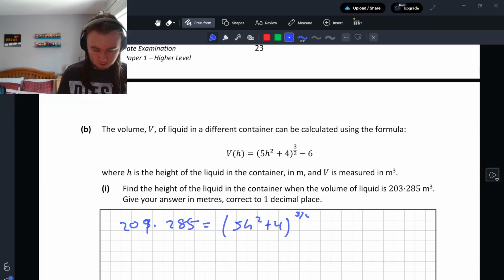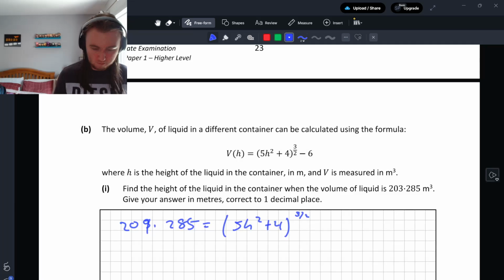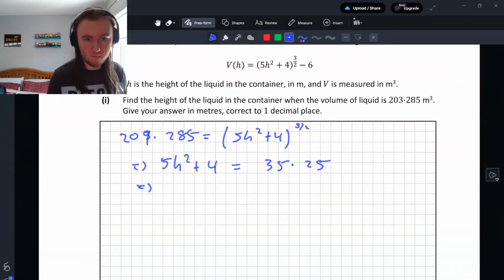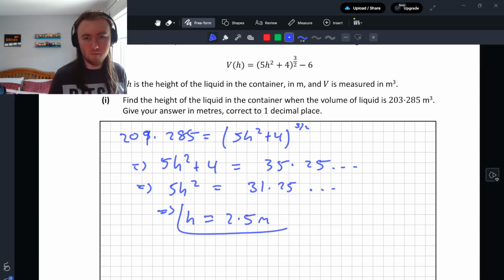And then 209.285 to the power of 2 thirds gives us 5h squared plus 4 is 35.25. Minus 4 is about 31.25. Divide that by 5 and then take the square root. h is about 2.5 meters.